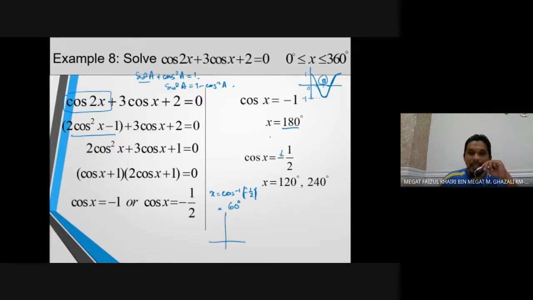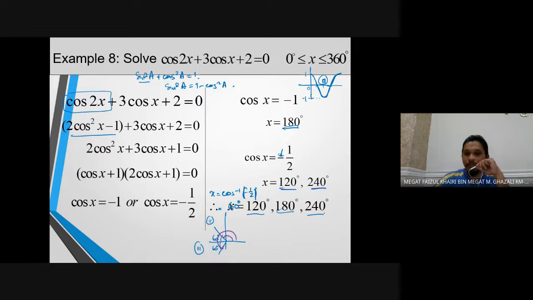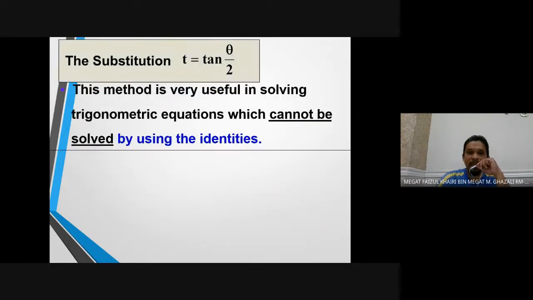This is 60 degree and cos negative lies in the second and the third quadrant. Okay, so 60 here and 60 here. So the angle of this answers is, okay, 90 until here. So 180 minus 60, 120, and then 180 plus 60, 240. There you go. So overall the answers is 120, 180, and 240. Okay, this method is very useful in solving trigonometry equations that cannot be solved by using the identities.